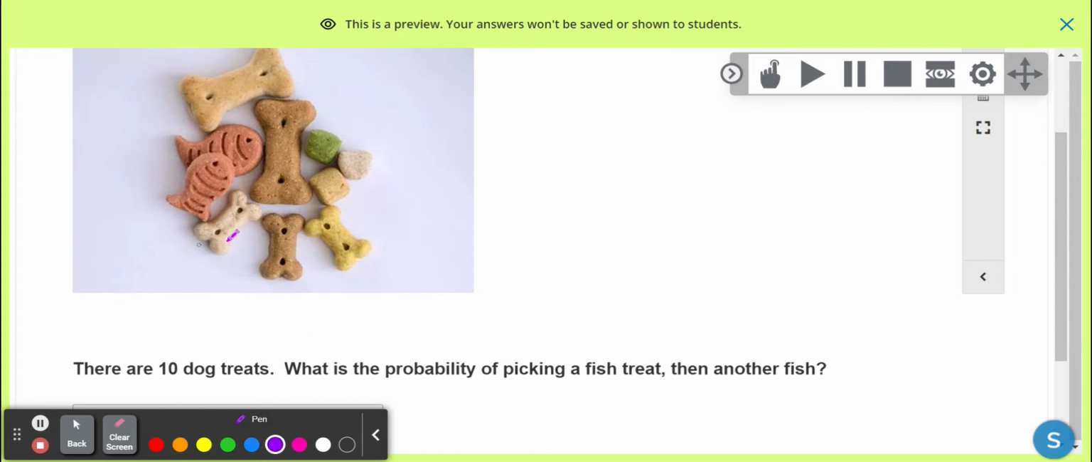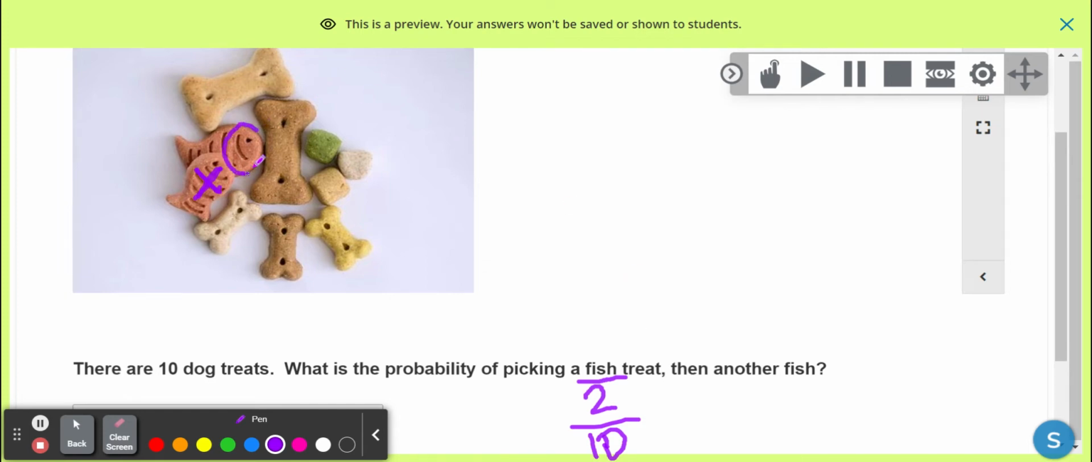All right, so out of all the 10 treats, the probability of getting a fish treat first would be 2 out of 10. Now, even though there's two of them and we have a better chance of picking one, we still only get to pick one. So let's say we get this one here. I'm going to cross it out. Now, what is the probability of getting another fish treat?